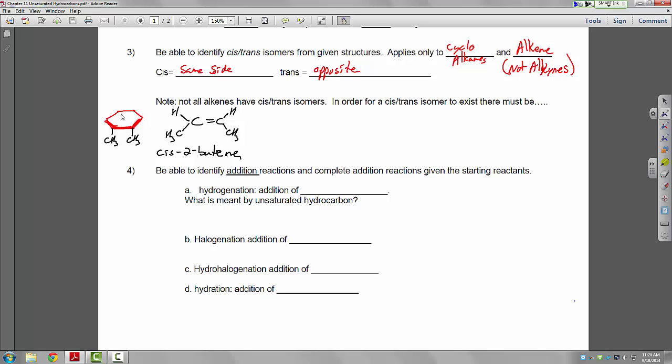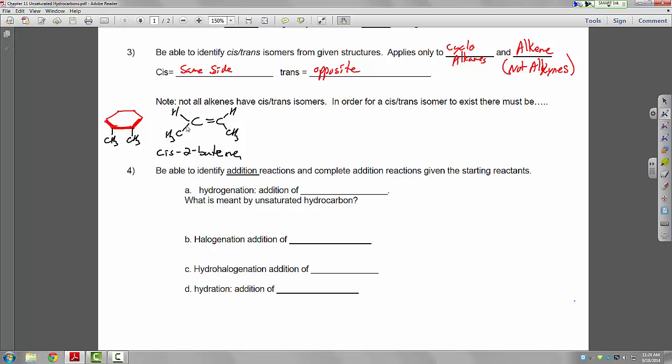Why is it cis? Well, the 2 methyl groups are on the same side, or if you wish, the 2 hydrogens are on the same side. It doesn't matter which way you look at it. Why is it 2-butene? Why isn't it an ethene? Well, you find the longest continuous chain. That's 1, 2, 3, 4 carbons. So the way we've drawn it, it may look like these guys are branches, but they're not. They're part of the main chain.